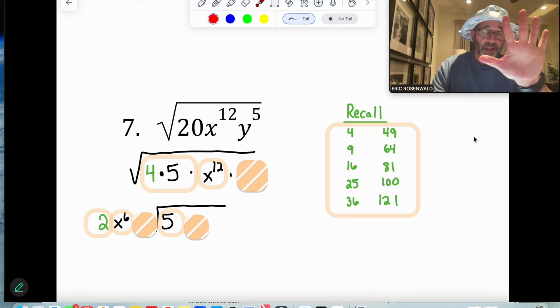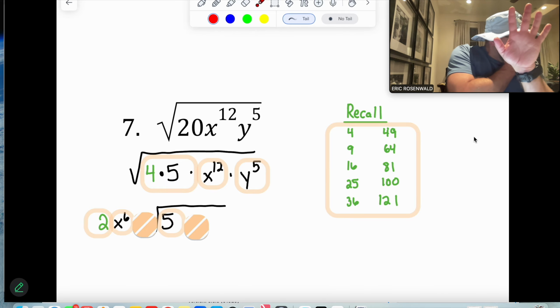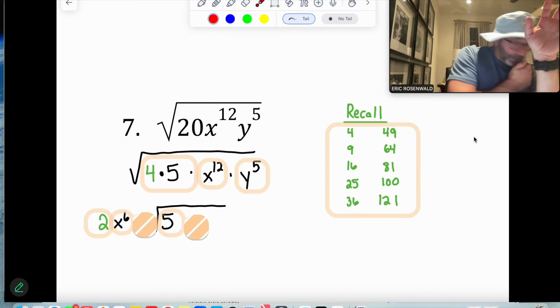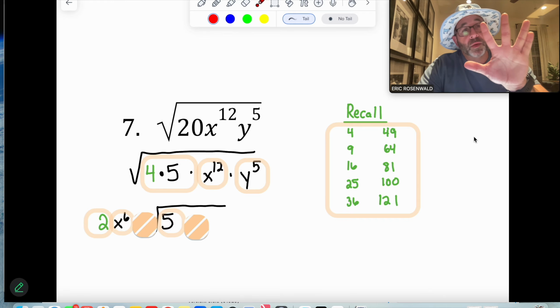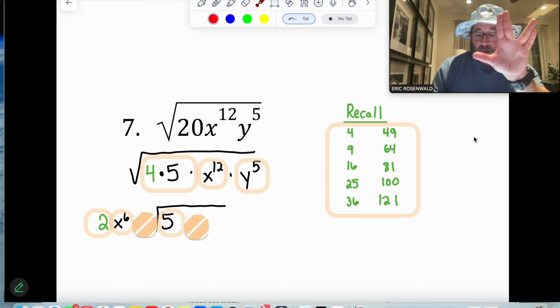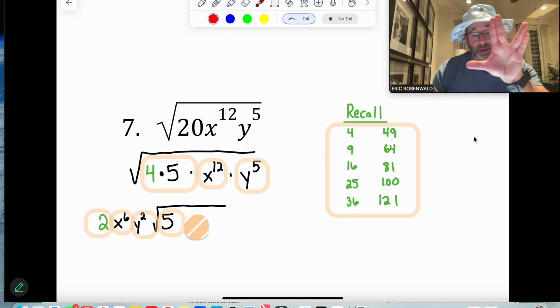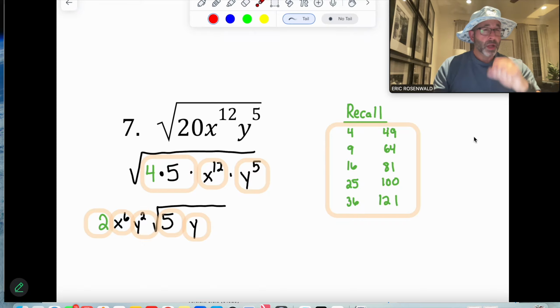If we look at the y's, there's 5 y's. All right, we have 5 y's. So how many pairs can go out together? Well, this is one pair. This is another pair. So there's 2 pairs that can go out together, and there's 1 extra that stays inside. That's it.